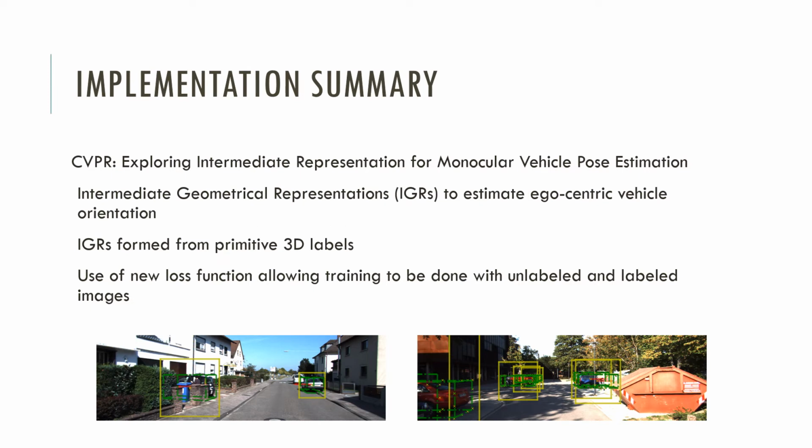The paper I focused on was exploring intermediate representations for monocular vehicle pose estimation. Intermediate geometrical representations, also known as IGRs, are used in this paper to estimate an egocentric vehicle orientation. The IGRs are computed from the 3D labels in the KITTI dataset and require these ground truth labels. This paper also proposes a new loss function allowing training to be done with unlabeled and labeled images, which is essentially a mixed training strategy. However, it cannot entirely rely upon labeled data. And below are images of the ground truth data.